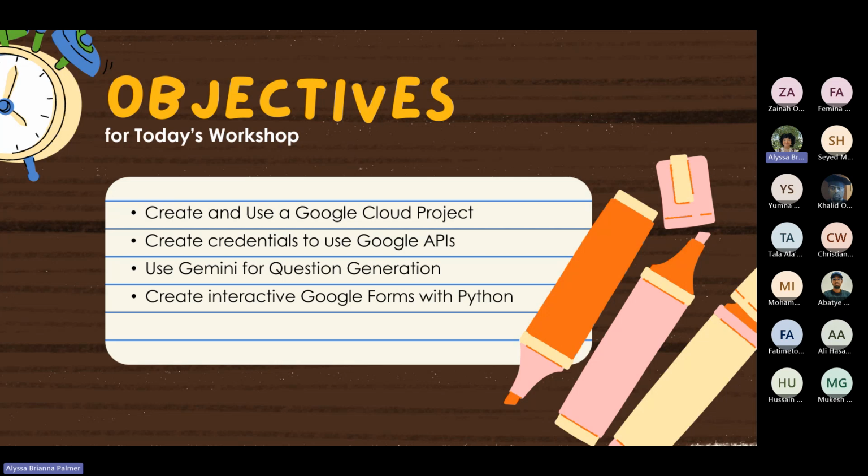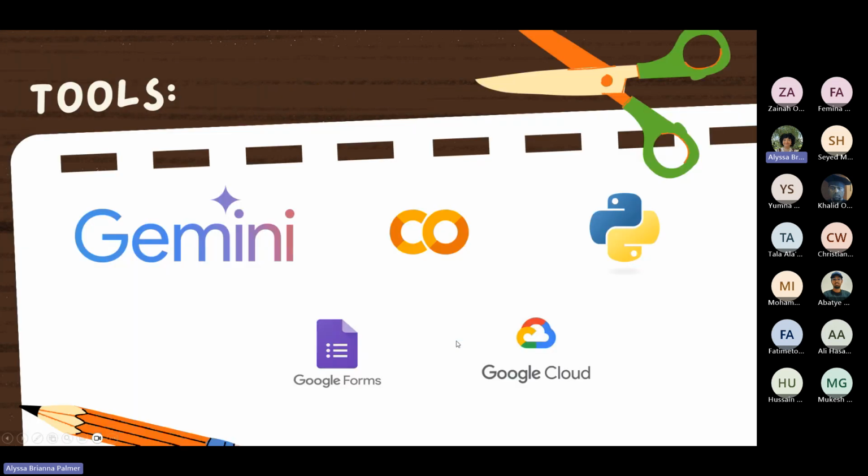We'll also create credentials to use Google APIs. So we're going to show you how to create API keys from scratch. And we're going to use Gemini for the question generation. And we're going to create interactive Google Forms with Python with Google Colab. So today's tools are going to be Gemini, like I said, for the question generation, Colab to write all of our code. We're going to be coding in Python, and we'll utilize Google Forms and Google Cloud.